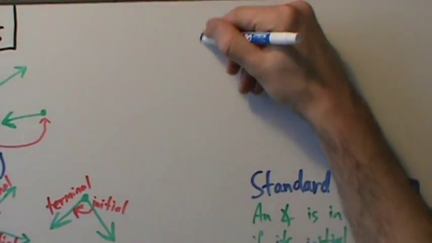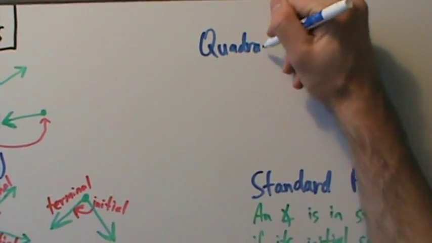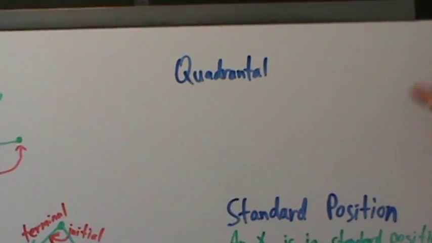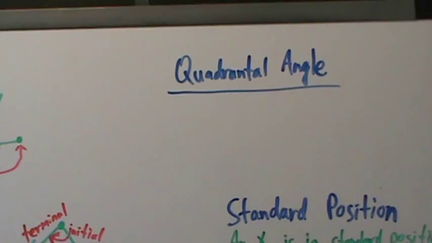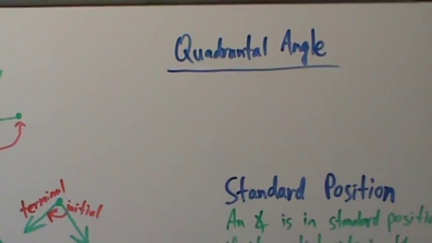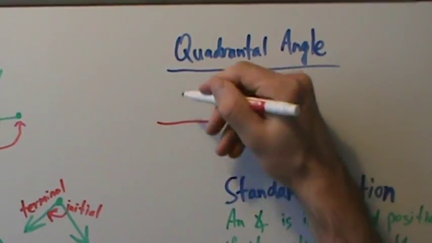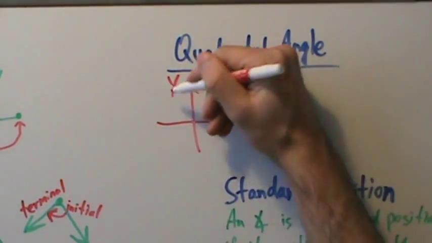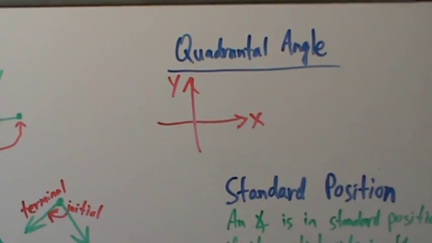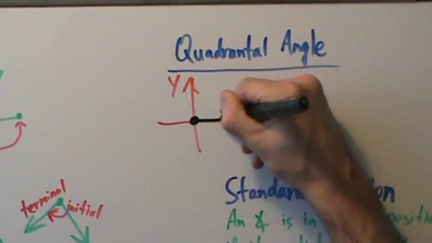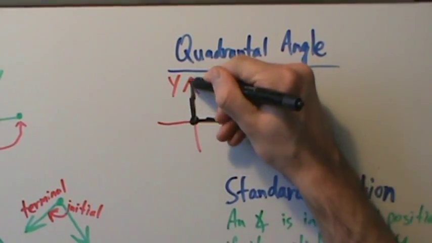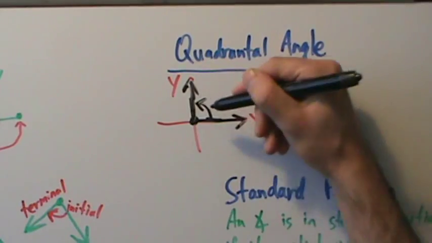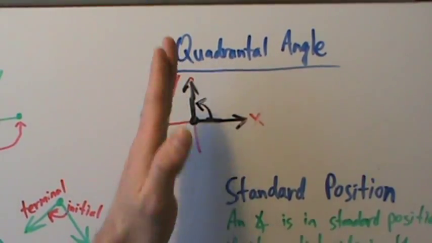So we have a concept of a quadrantal angle. And basically what that is, it's an angle, first of all, in standard position. So a quadrantal angle is an angle in standard position. So let's draw one like that. So x-axis, y-axis. A quadrantal angle is in standard position and its terminal side is on one of the axes. So like this is a quadrantal angle, because its terminal side is on the positive y-axis.